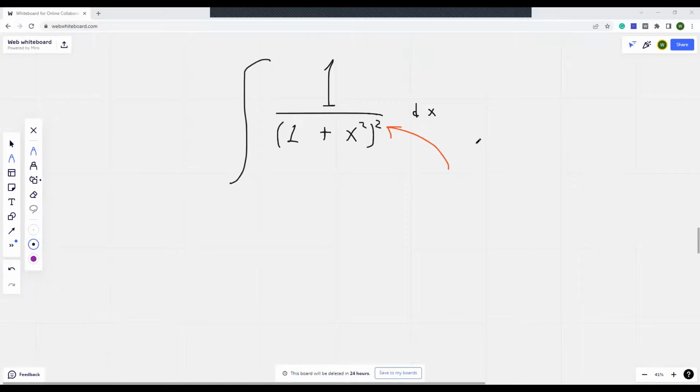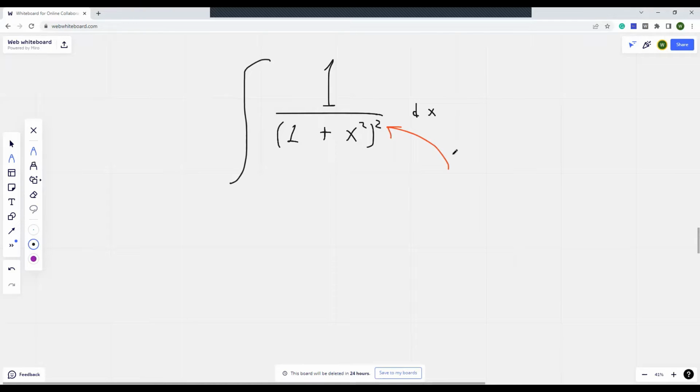Why is this so challenging? Because it's not just the derivative of arctan. We're taking the derivative of arctan and squaring it. So what to do in that situation? The derivative of arctan squared, what do we do?